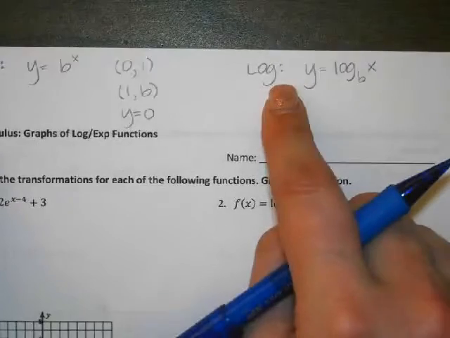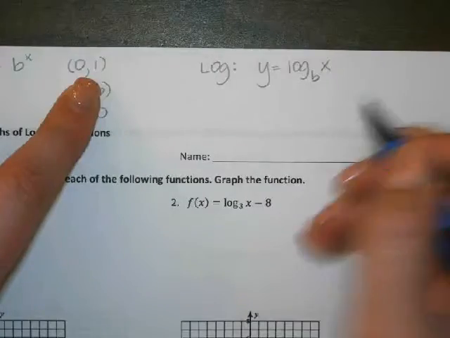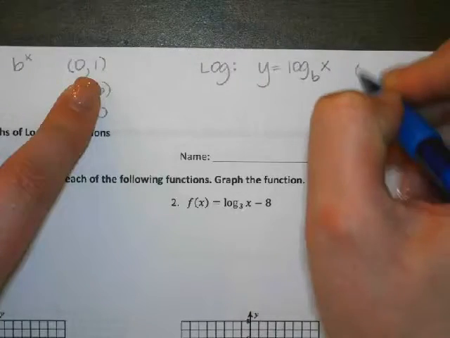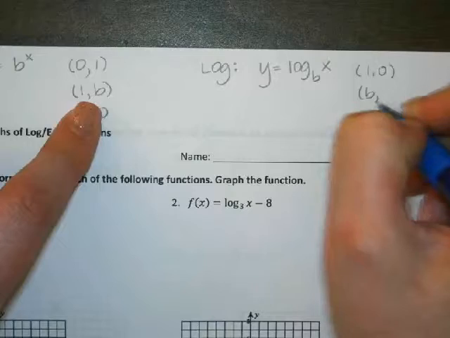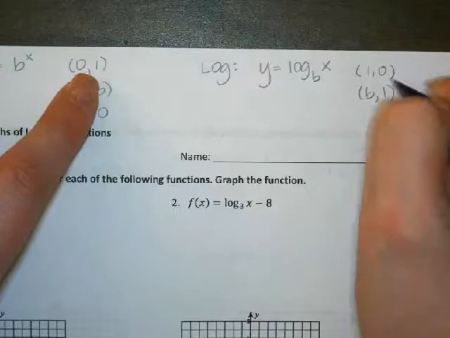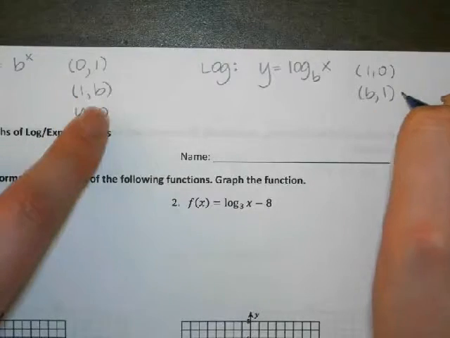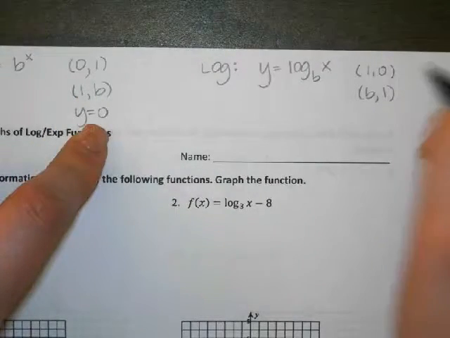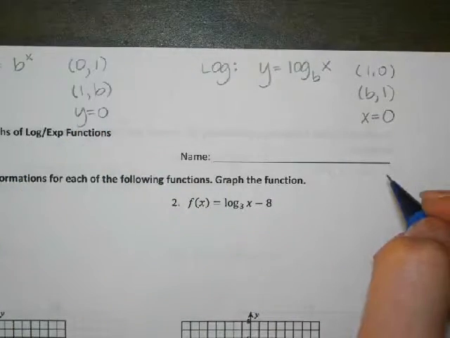Logarithmic graphs are the inverses of exponential graphs, and so that means for logarithmic graphs, we're just going to flip the x and the y for all of these. So instead of (0, 1), we have (1, 0). Instead of (1, b), we have (b, 1). And instead of a horizontal asymptote, y equals 0, we're going to have a vertical asymptote, x equals 0.